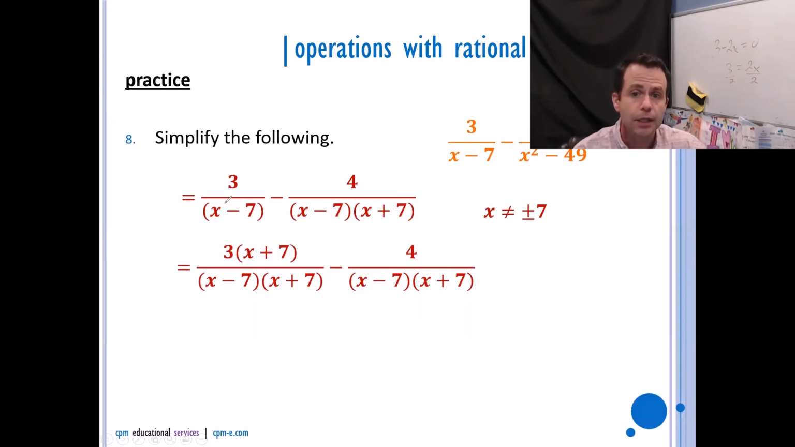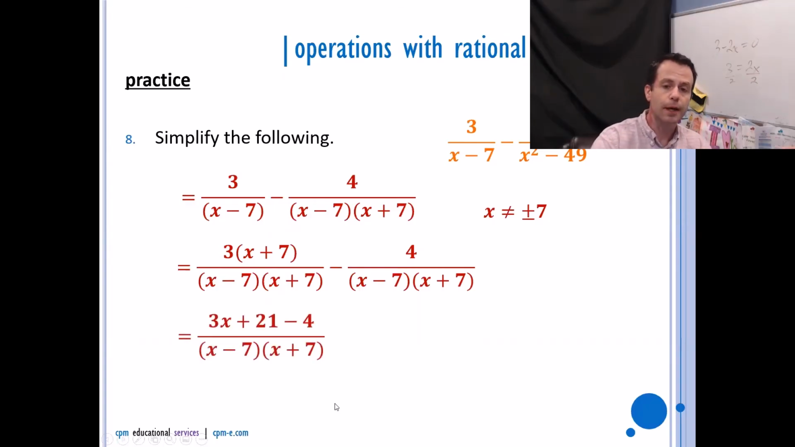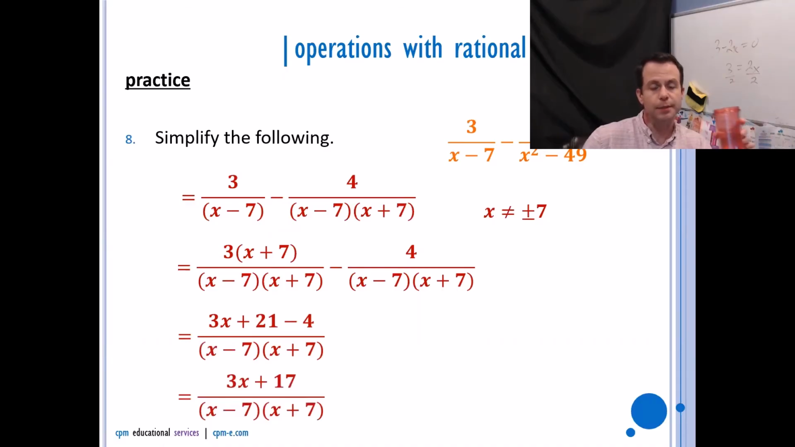That 3 needs to get distributed to both terms in the x plus 7. So that's going to be 3x plus 21, and then minus 4, okay? And then 21 minus 4, I can do, and that's going to give me 17. So 3x plus 17, all over x minus 7 and x plus 7. I should have said that as well, okay?